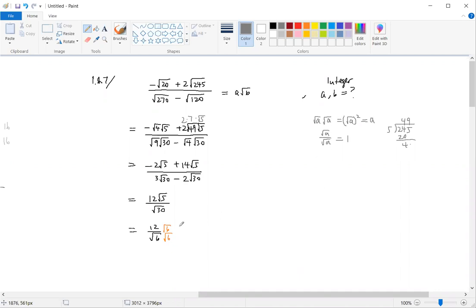Root A is the 8. So to make a nice number, multiply by root 6 also. Then you will get a nice 6 at the bottom. Okay, so now we see this cancel. That's a 2 root 6. Root 6 is in lowest terms. So yeah, we have A is 2, B is 6.